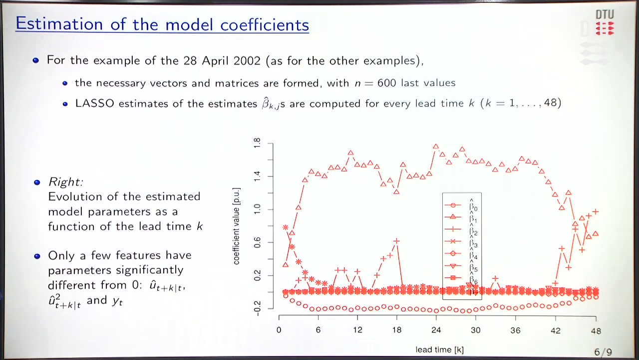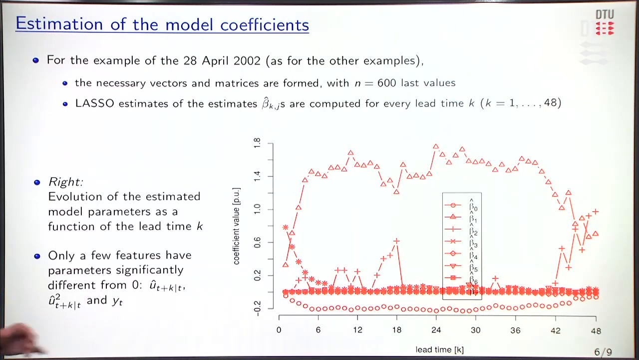If we apply this idea and we focus again on the example of the 28th of April 2002, as for the other blocks, we use the last 600 values, so the last 600 observations. We have the weather forecast also. So over this time window of 600 values, we find a relationship between these features that we described in the previous slide and the response variable, and we get lasso estimates for these beta parameters.